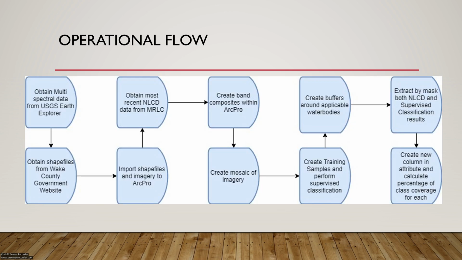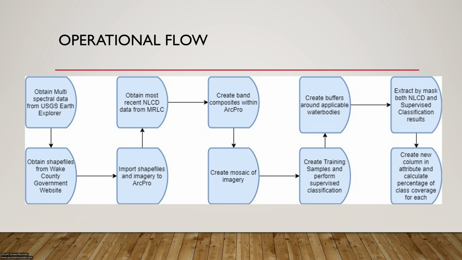So a little bit of operational flow here. The first few steps were to obtain the appropriate data that we needed, and then import them into ArcPro. And once the Sentinel-2 imagery was imported, I wanted to create band composites within ArcPro of the appropriate bands being 2, 3, 4, and 8, since it is Sentinel-2 imagery. Since they were two separate images, I wanted to create a mosaic so it would be one comprehensive image rather than two separate ones. And then from there, I created the training samples and performed the supervised classification.